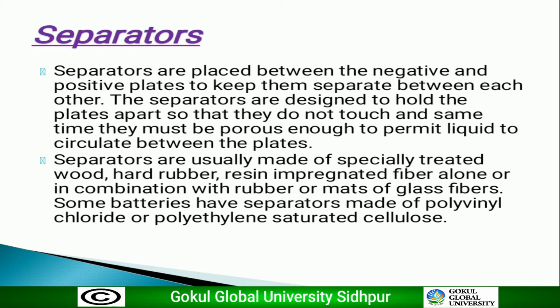Separators are usually made of specially treated wood, hard rubber, as you see, resin, impregnated fiber alone, or in combination with rubber or mats of glass fiber. Some batteries have separators made of polyvinyl chloride or polyethylene saturated cellulose. As per manufacturer design, these separators are used.